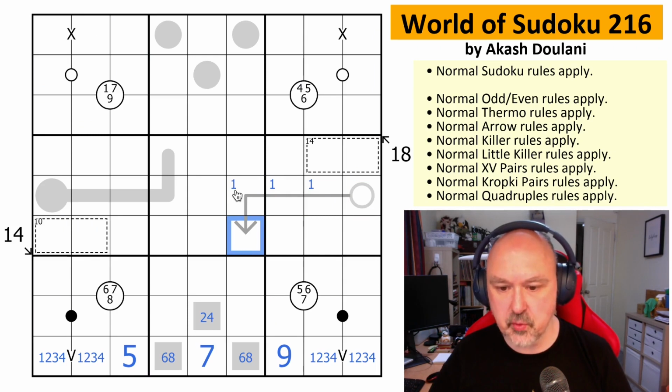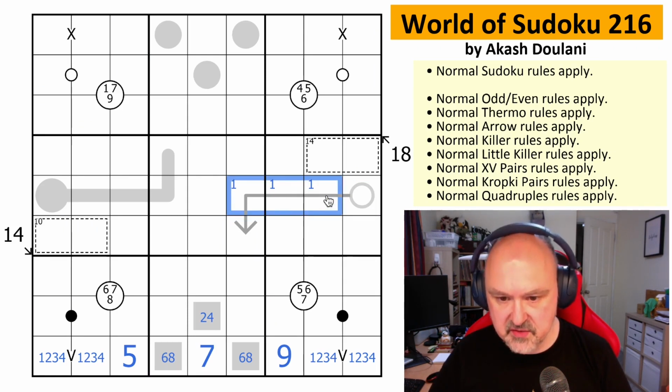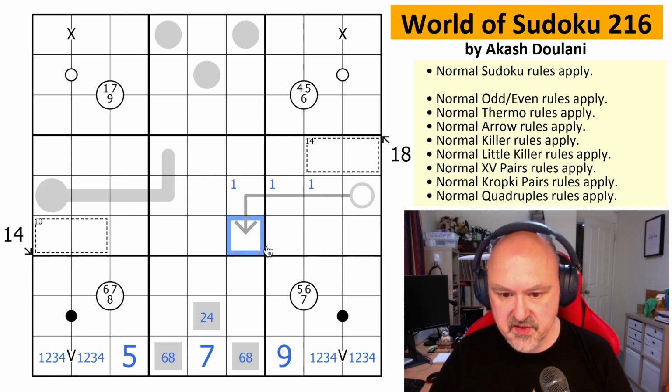This must be a 1, 2, or 3, because the minimum I can put in these 3 cells is 6, 1, 2, and 3. So this here must be a 1, 2, or a 3. Minimum 6 plus 1, this is a 7, 8, or 9.